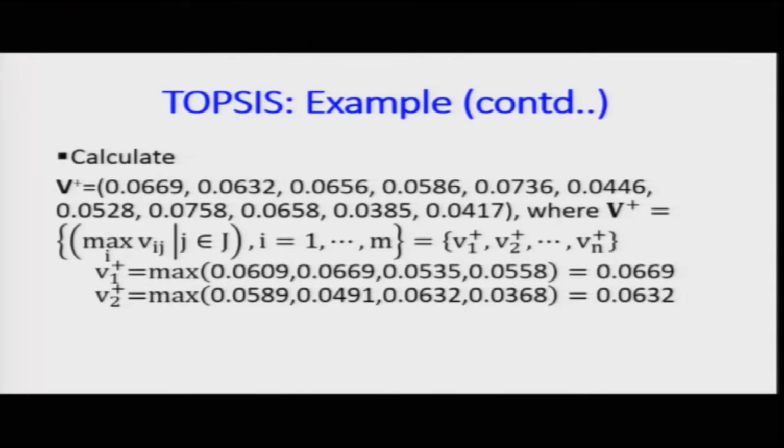Now, this V matrix would be utilized. If you remember, I have to find out the V plus values and the V minus values for each of the columns, which are the criteria. One thing I did not mention in the last lecture, for which I apologize: when you are trying to find the V plus or the V minus, remember in which direction you are doing the normalization. If it is along the rows, you will find the V plus for the rows. If you are doing it along the columns, you will find the V plus for the columns. Similarly for the V minus.